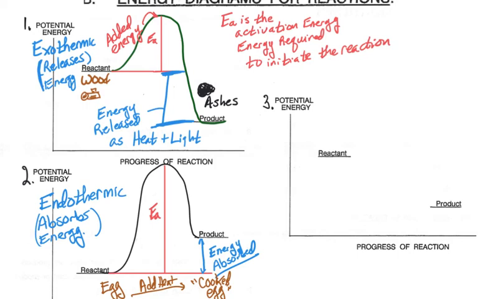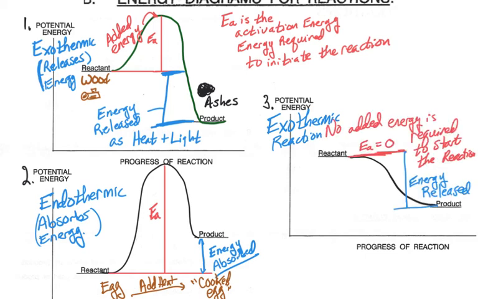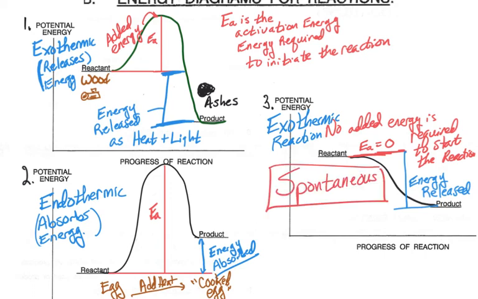And for this third example, we'll notice that the products are lower in energy than the reactants, so we can see that this is an exothermic reaction. It's giving off energy. But what's different about this one is it doesn't have that big hump in the top, so it doesn't have an activation energy. Because this doesn't have an activation energy, this reaction is spontaneous. That means it happens with no added energy. And so this reaction will occur as soon as those two chemicals come together, they start reacting.